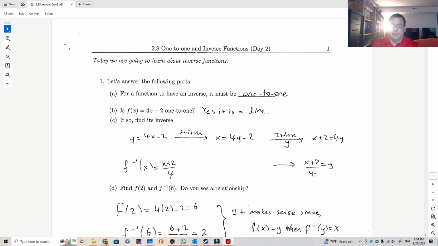Now, here in the first question we have, is f of x equals 4x minus 2 one-to-one? And so we know that it is. It's a line, and lines are one-to-one. So now we can find its inverse.